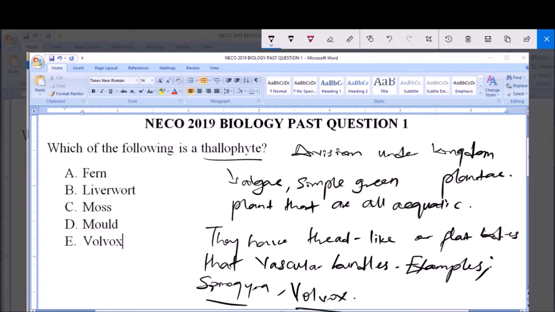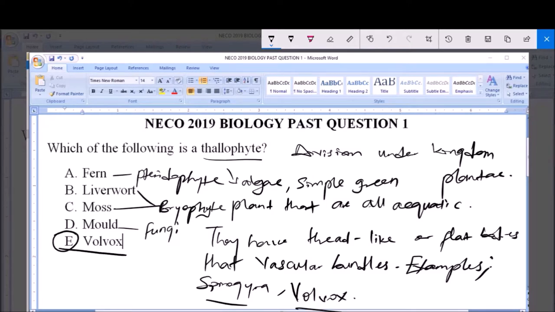Now option A here says fern. Fern is not a thallophyte. Fern is a pteridophyte because it has vascular bundles. Liverwort and moss are bryophytes, also under kingdom Plantae. Now mold is a fungus under kingdom Fungi. And then E, Volvox, is the answer to this question because Volvox is a thallophyte. So this is the correct answer to this question.